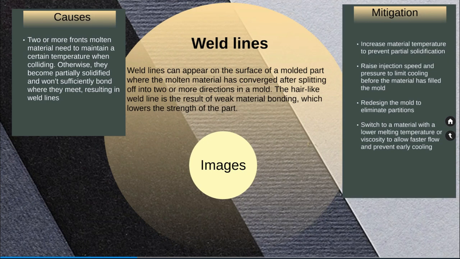Increase material temperature to prevent partial solidification. Raise injection speed and pressure to limit cooling before the material has filled the mold. Redesign the mold to eliminate the partitions. The last point is switching to a material with a lower melting temperature or low viscosity to allow faster flow that prevents the early cooling of the molten material.